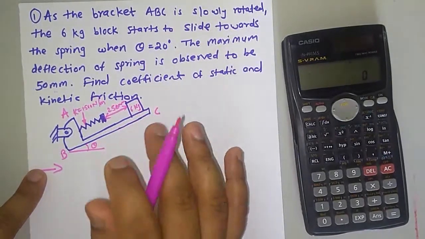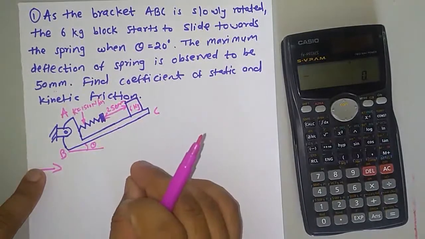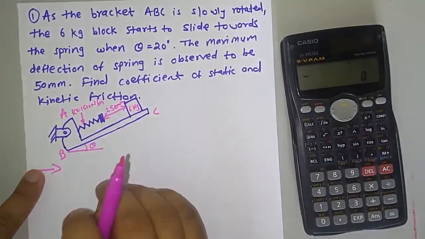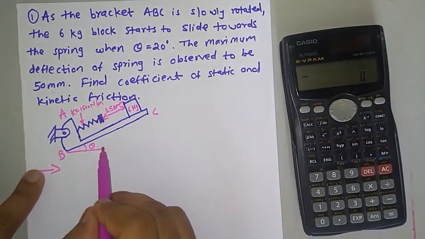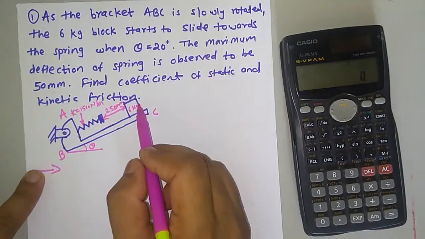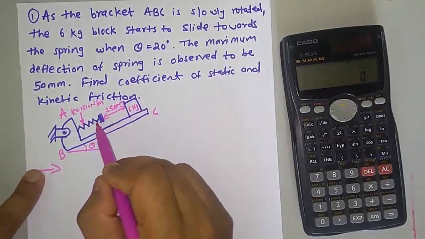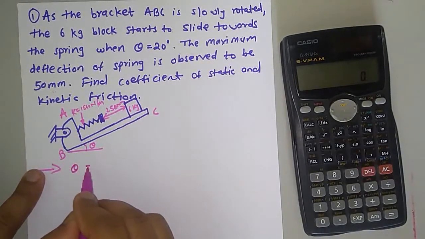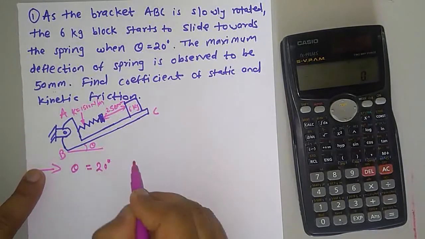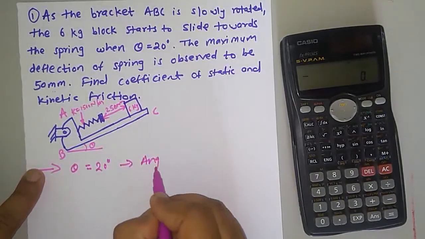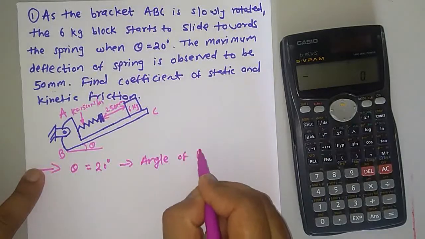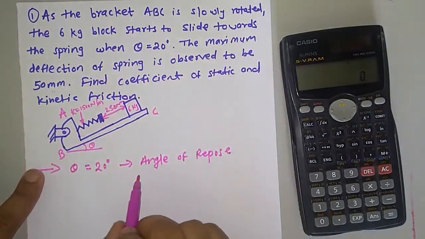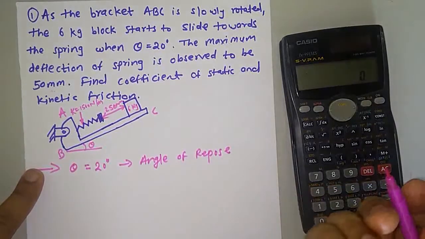Now we have seen the concept of angle of repose in the chapter on friction. So what is angle of repose? It is the angle at which the object will just start to move. So here theta is 20 degrees, which is the angle of repose.